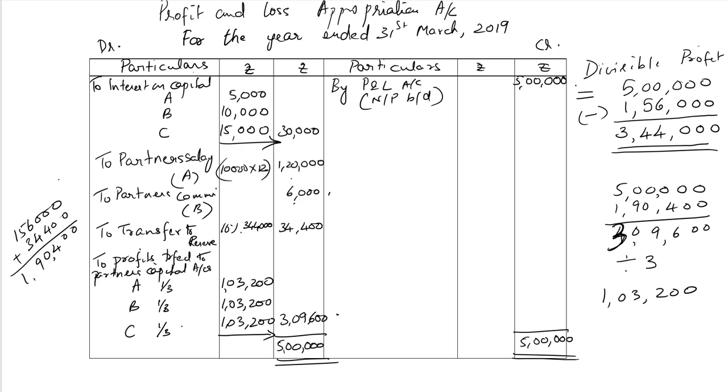So we understood from this problem how to calculate the divisible or distributable profit. We need to take the net profit, add any interest on drawings, subtract all appropriations made up to transfer to reserve, and then deduct the two and get the divisible profit.